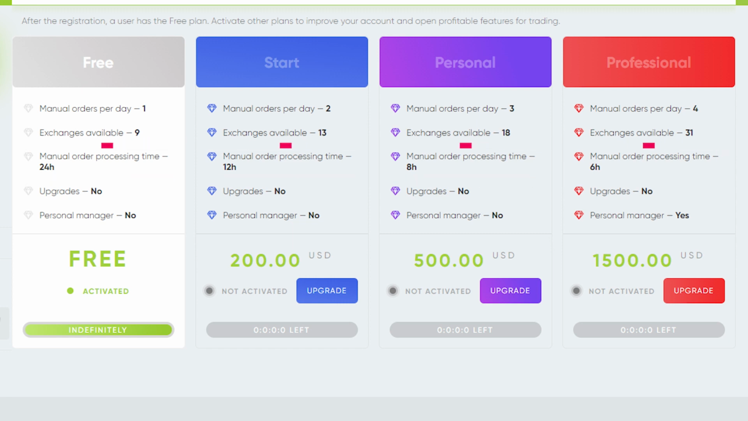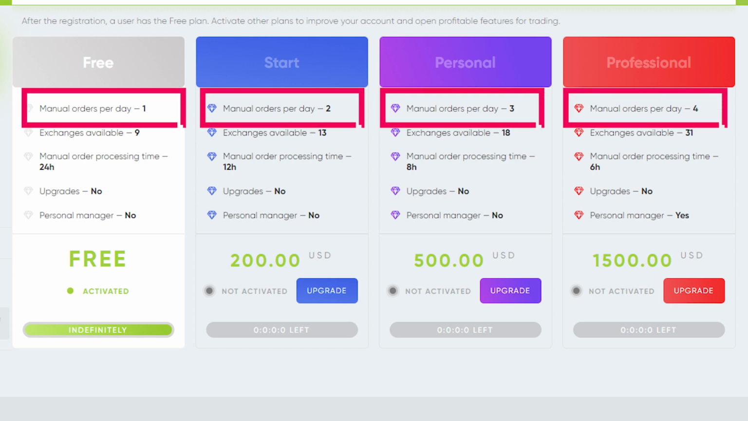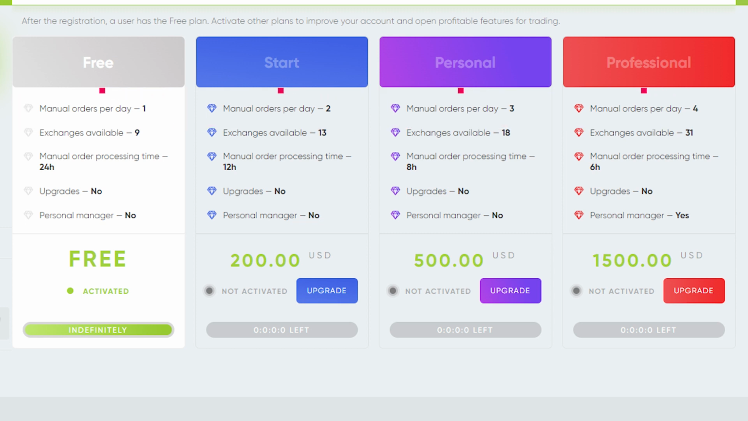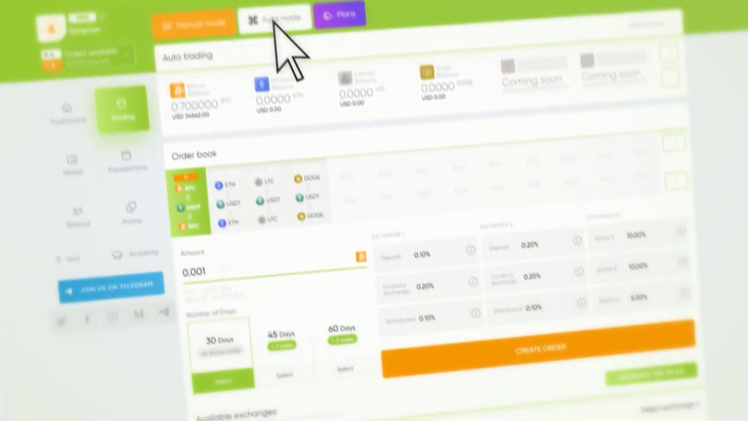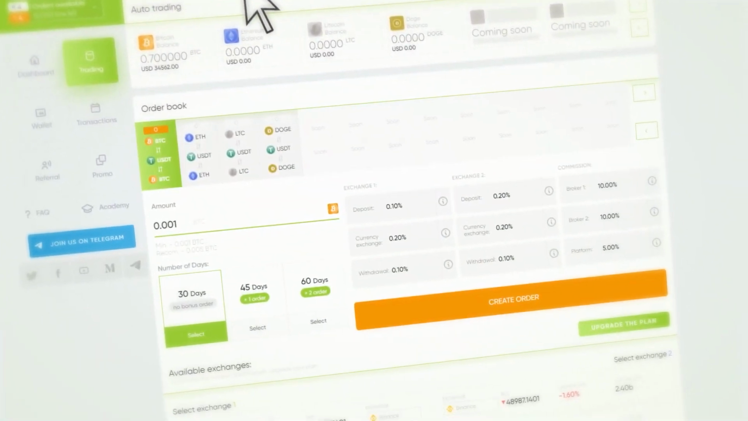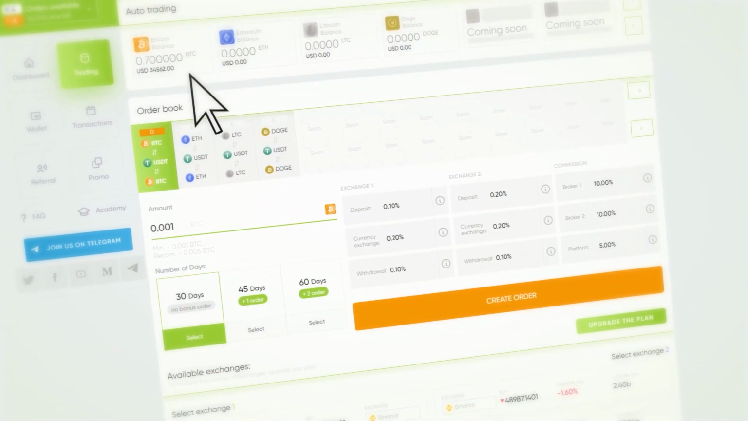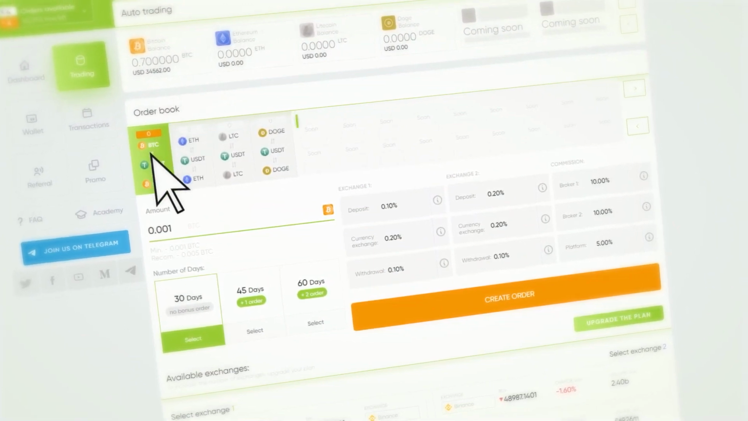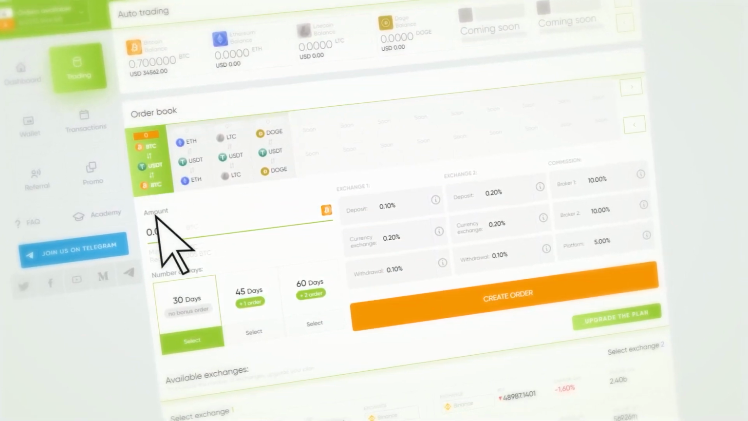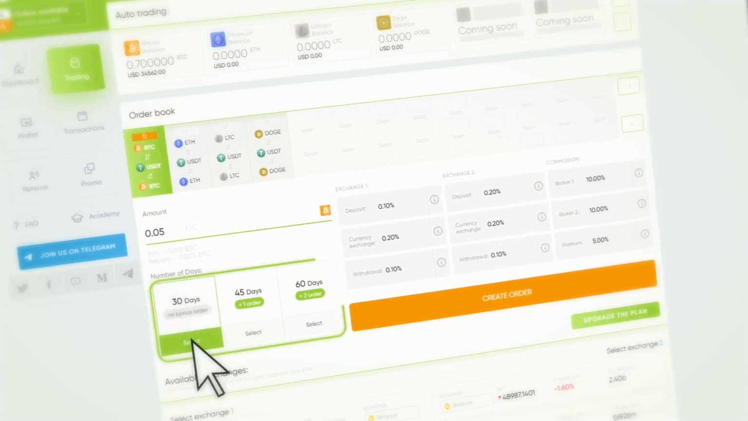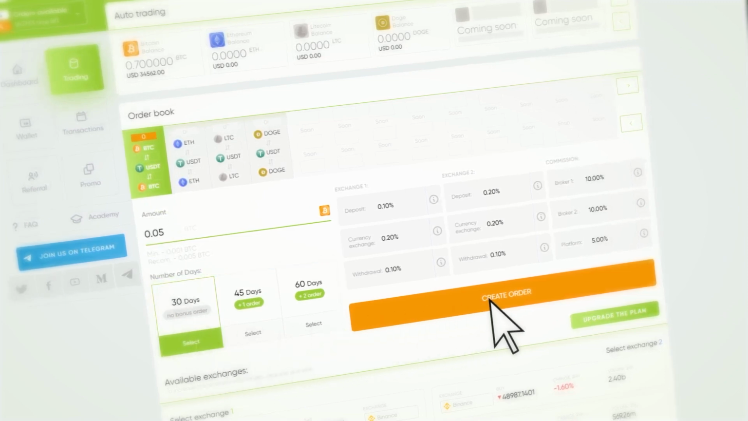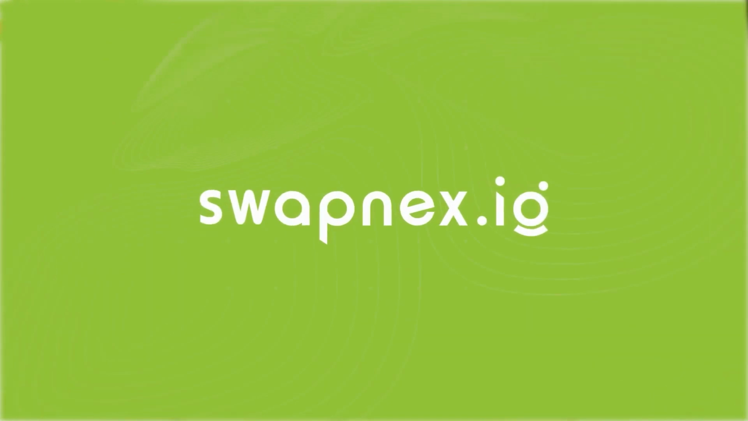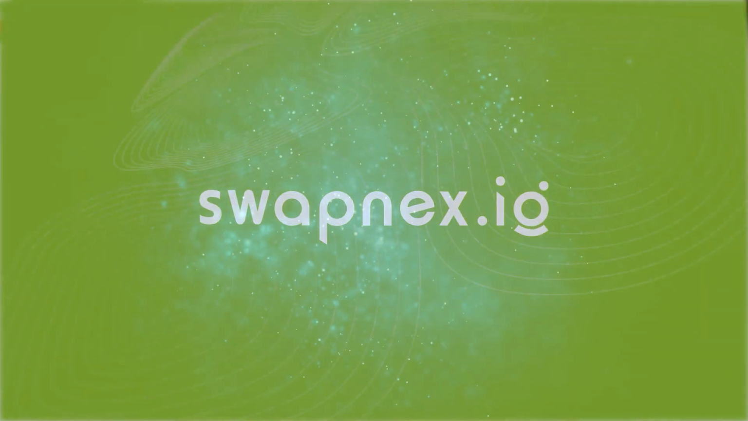And the plans differ in how many requests you can make per day, both in manual and automatic mode. In general, the automatic mode is convenient because it's enough to choose a pair and the amount to invest, and it does the rest itself. Depending on the plan, it will make a certain number of operations and select the most profitable exchanges for buying and selling for each one. In general, I tried it and made a conclusion: quite an interesting product.